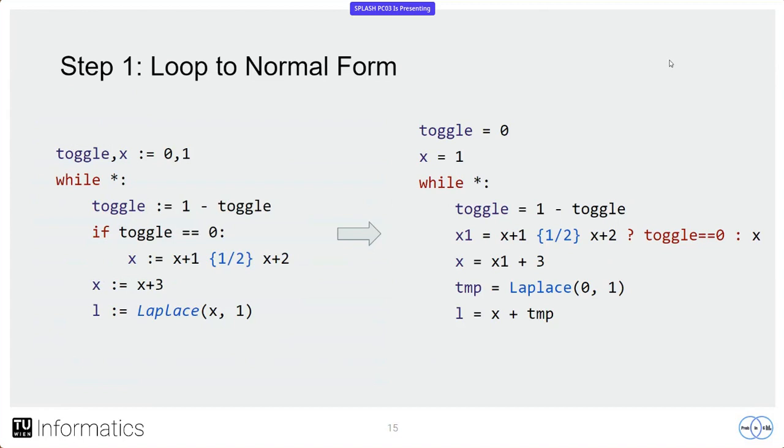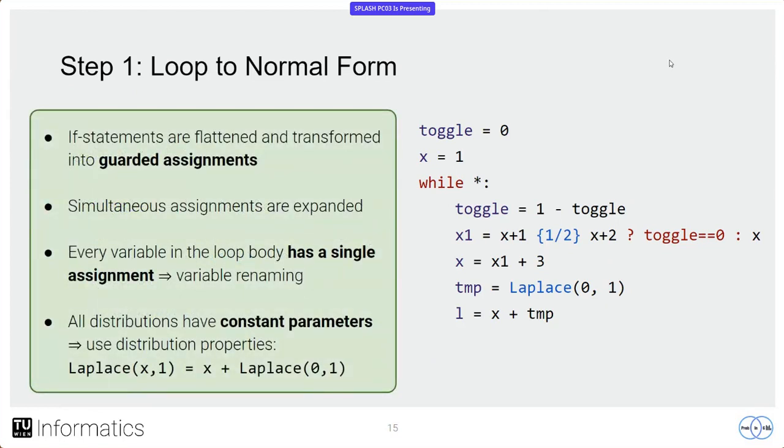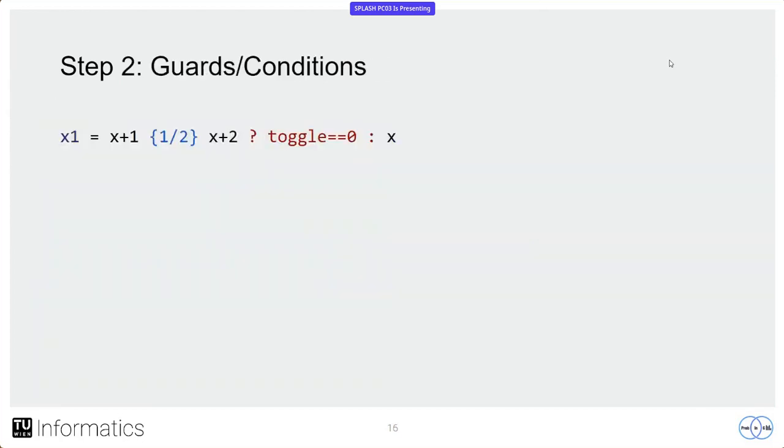If you have nested loops, it's going to be a bit more complicated than this, but it can be done. Simultaneous assignments are expanded. Nothing special for that. But we also make sure that every variable in the loop body has only a single assignment. Using variable renaming, you just have to be a bit careful there, but it's also no magic. And also all distributions have constant parameters. For this, we use, for instance, distribution properties, so that you can pull out the mean of a Laplace distribution, for instance. And then we get this loop here on the right side.